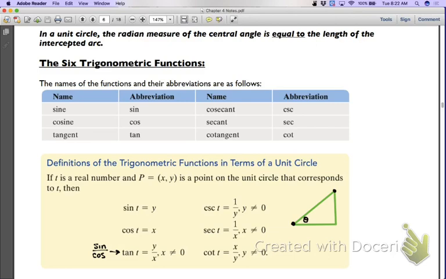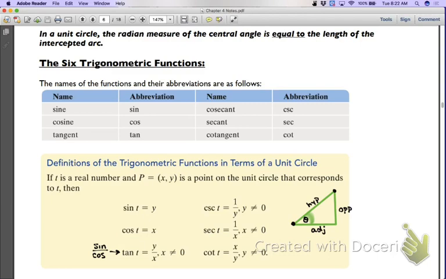If I need to find whatever this angle is down here, depending on what information I have, is how I'm going to use it. Okay? Because if there's my angle, this is opposite, that's adjacent, and then this is my hypotenuse, right? Makes sense? Okay.